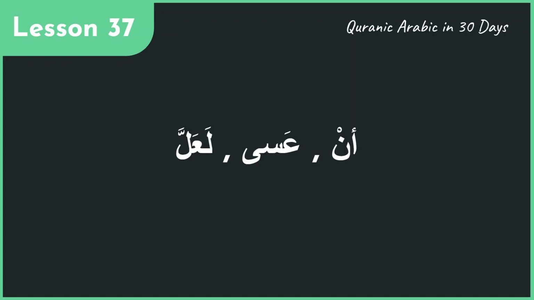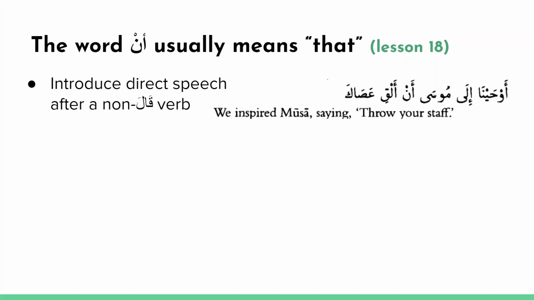In this lesson, we're going to take a look at three words in Arabic: an, asa, and la'alla. What do these words mean, and what are the grammatical rules surrounding their usage in the Quran? Let's start with the word an.